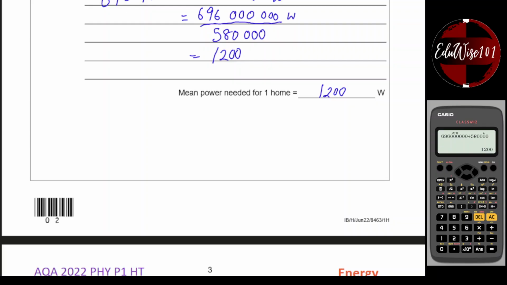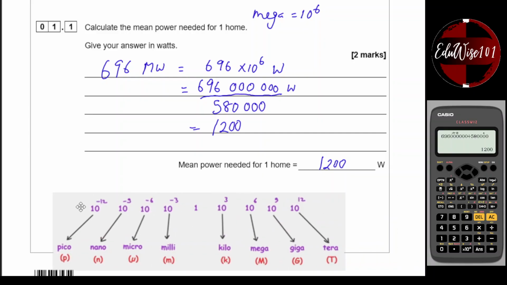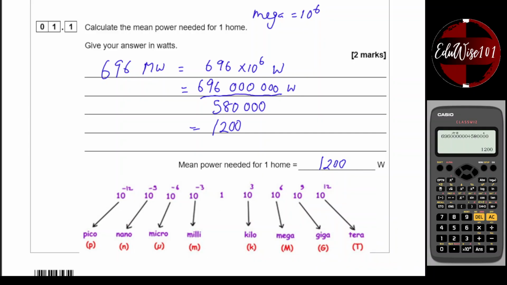Now remember, you should be able to convert these numbers. So here's a simple table in case you got. Kilo is 10 to the power of 3, mega is 10 to the power of 6, and giga is 10 to the power of 9. Tera, which you rarely come across in GCSE, is 10 to the power of 12. Now in biology and in chemistry, you might come across milli and micro or nano, which is milli is 10 to the power minus 3, micro is 10 to the power minus 6, and nano is 10 to the power minus 9.